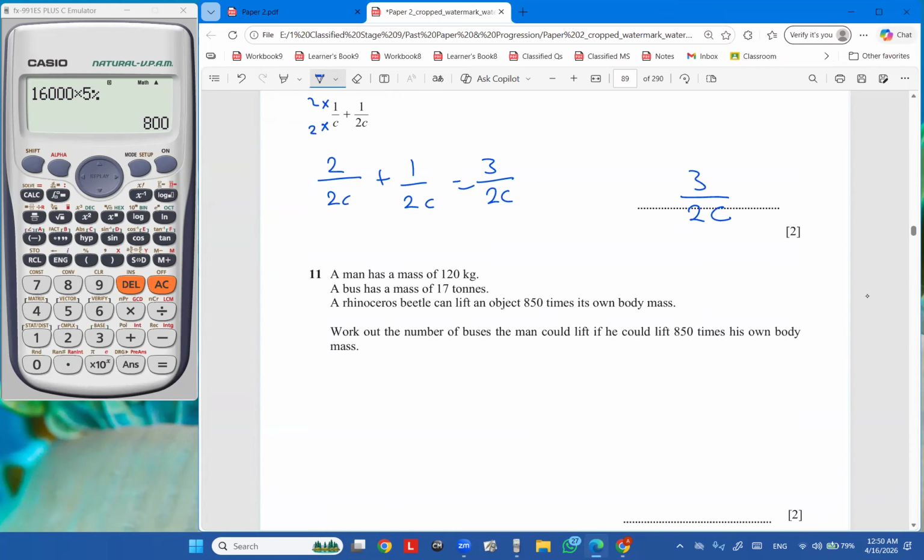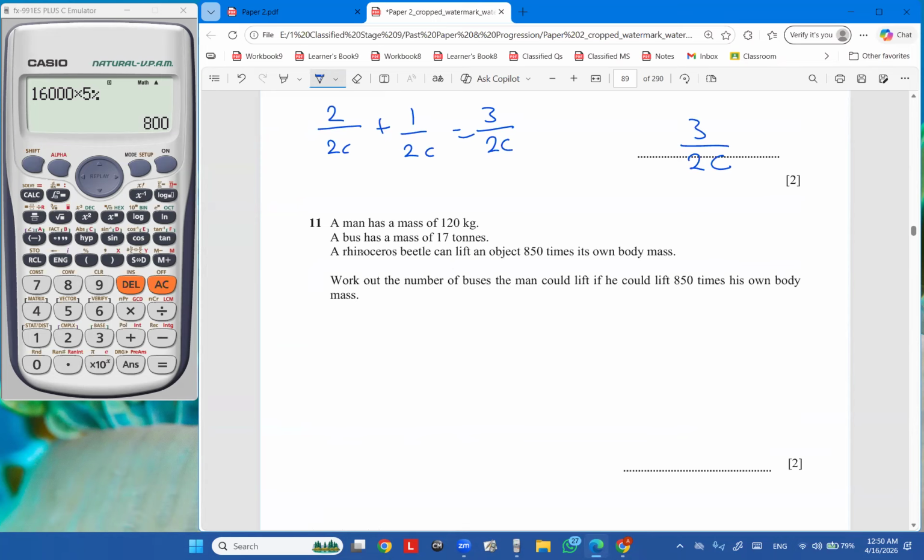A man has a mass of 120 kilograms. A bus has a mass of 17 tons. A beetle can lift an object 850 times its own body mass. Work out the number of buses the man could lift if he could lift 850 times his own body mass.